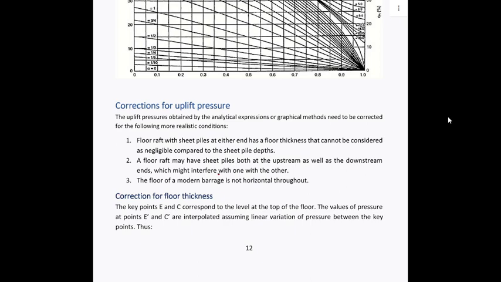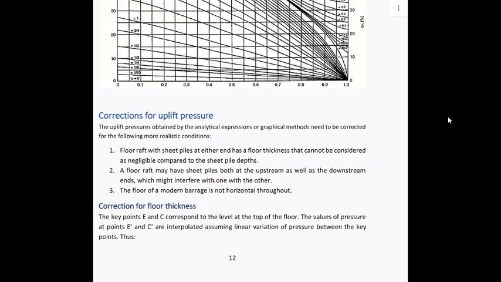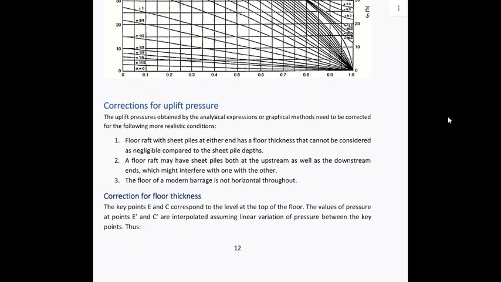And then the flow raft may have sheet piles both at the upstream as well as the downstream ends, which might interfere with one another. For example, the way we have used when illustrating Bligh's theory, it has 3 piles. So you are going to have more than one pile, not just one in the upstream, one in the middle, and one in the downstream. So you may find a situation whereby you have to combine more than one of those conditions. In that case, those piles are expected to interfere with each other.